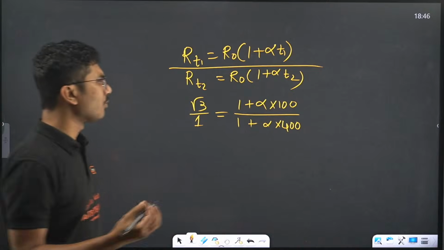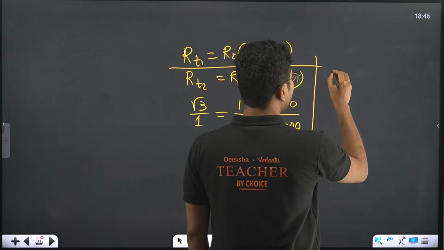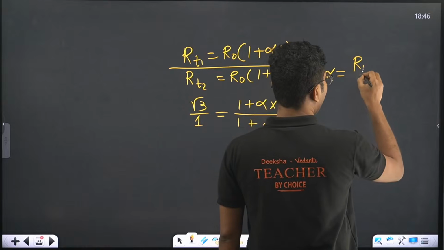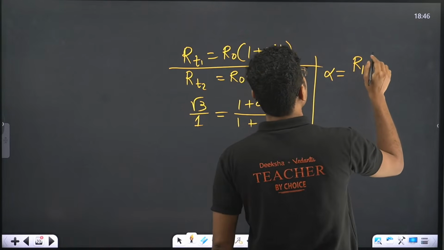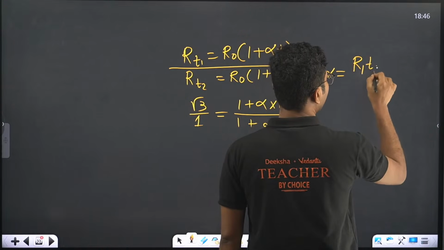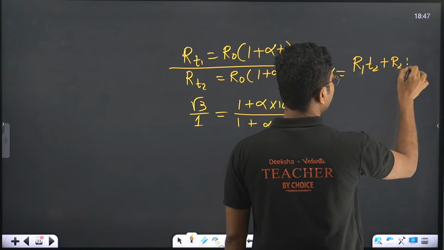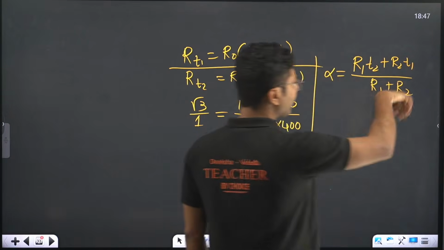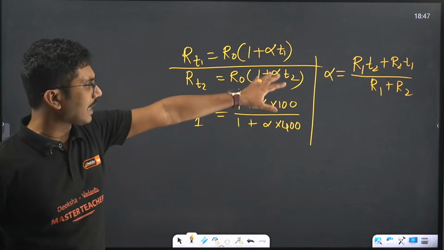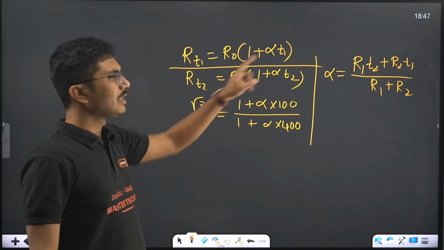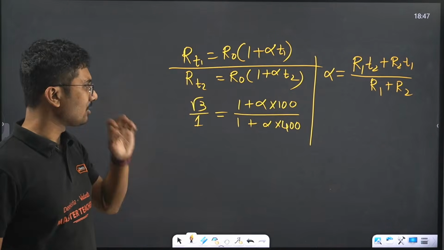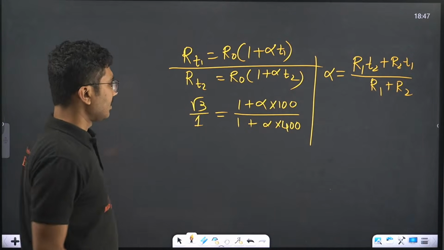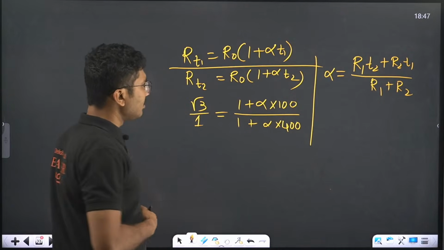There is I think one more formula where they use alpha equals R1 into T2 plus R2 into T1 divided by R1 plus R2. I am not sure, I need to check this. I forgot this. You can get this formula after basically simplifying the earlier equations. That is also okay, you can check that.